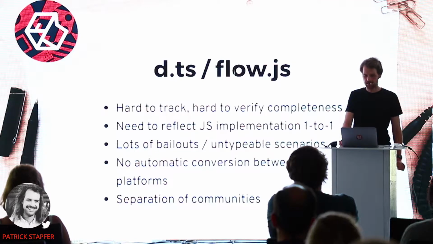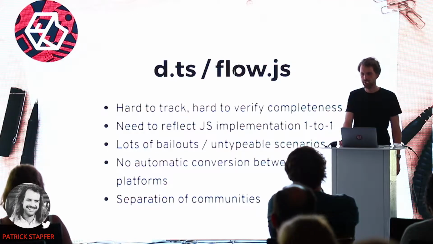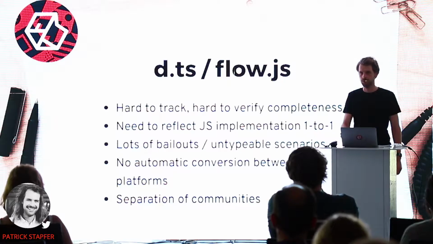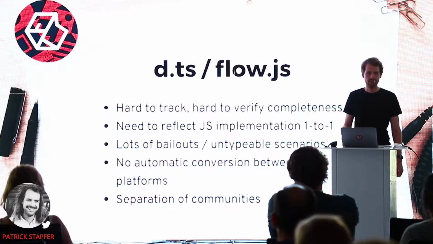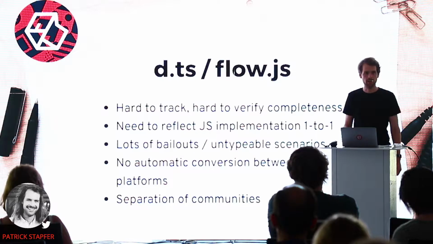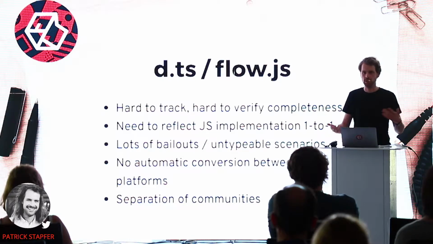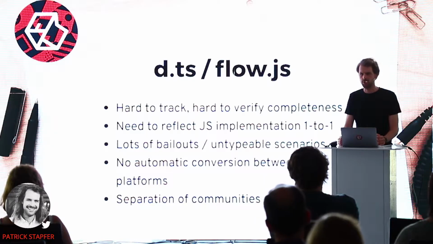The definition files per se were hard to track. It was hard to verify completeness because most of the definitions were managed by the community and not by the main contributors of the libraries. It needed to reflect the JS implementation one-to-one. And by definition, JavaScript is very dynamic, so you cannot really express everything. And there were lots of bailouts, untypable scenarios, which caused a lot of problems for us.